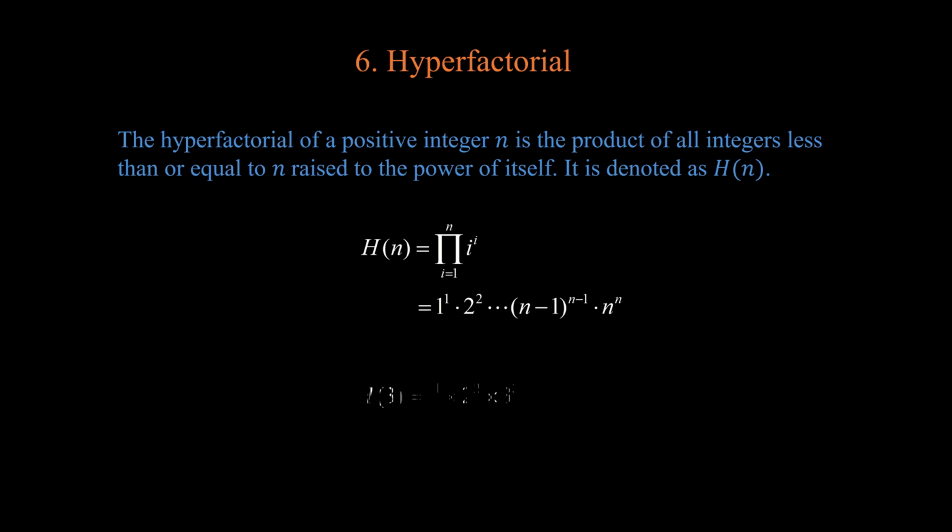For example, hyperfactorial of 3 is equal to 1 to the power 1 times 2 to the power 2 times 3 to the power 3, which is equal to 108. Here, each number is raised to the power of itself up to 3.